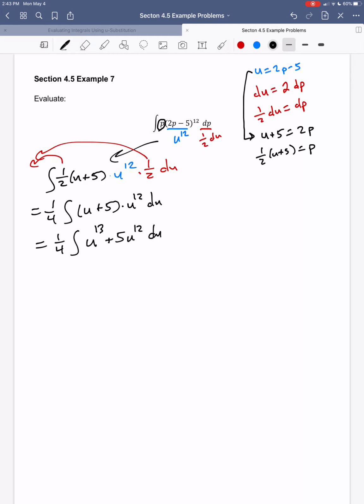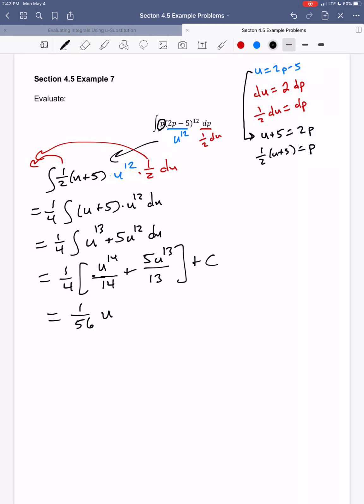And now I take the antiderivative. So I increase the power by 1. So I'll get u to the 14th. Then I have to divide by the new exponent. And then plus 5u to the 13th, divide by the new exponent. And this is where I get my plus c. Now I just distribute 1/4 times 14. That gives me 1 over 56, u to the 14th. 4 times 13 is 52, u to the 13th, plus c.